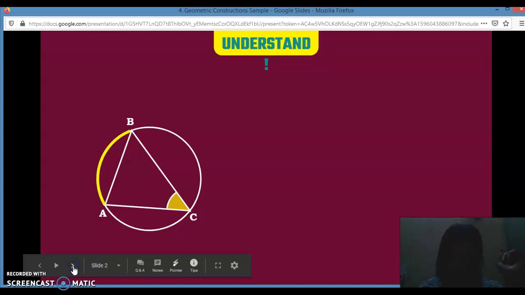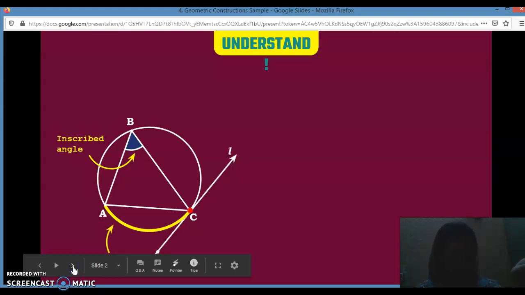Now, angle BCA is your inscribed angle and arc BA is your intercepted arc. Now this time your angle ABC is inscribed angle and arc AC is your intercepted arc. Now if I am drawing a line L at point C, my line L touches point C to the circle. So my line L is called as tangent to the circle.